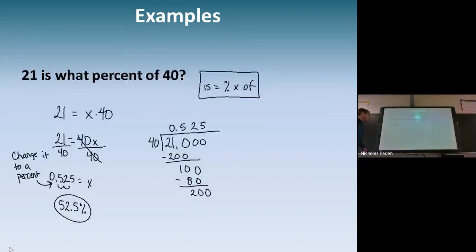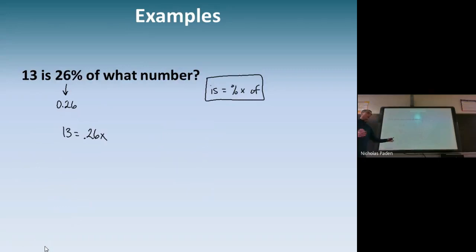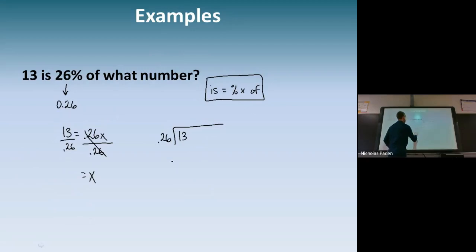On our last one, whenever we were solving for x, we divided by the number in front of x. We're going to do the same thing. Even though it's a decimal, we're still going to divide both sides by 0.26. So 13 divided by 0.26 cancels off and leaves us with x on the right-hand side. So we go ahead and divide this. 13 goes on the inside, 0.26 on the outside. We need to move our decimal point over twice to get rid of it in the 0.26. And that also means we should add 2 zeros to 13 and make it 1300. And then we go ahead and start our division.